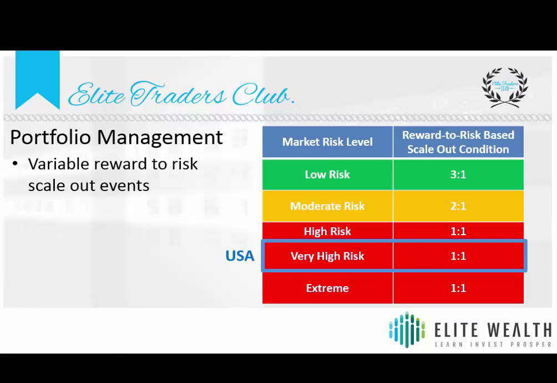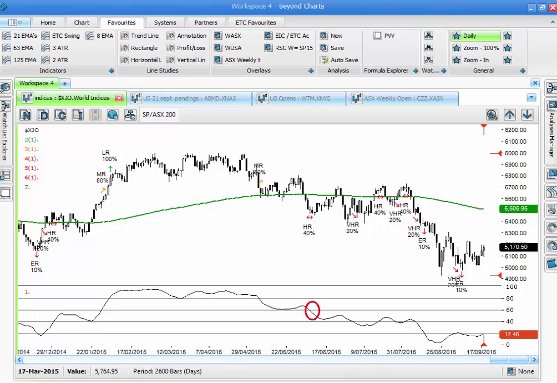All right, let's go across and have a look in Beyond Charts now and see if we can get a bit of a picture as to what's actually going on. Now, this is the Australian market, and as you would all know by now, our stochastic has really been on the downward side for an extended period of time. We are still in extreme risk territory. That stochastic is still below 20 at the moment. So we're going to be in either extreme or very high market risk for a period of time yet.